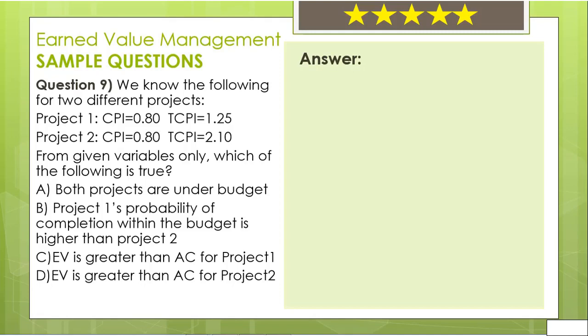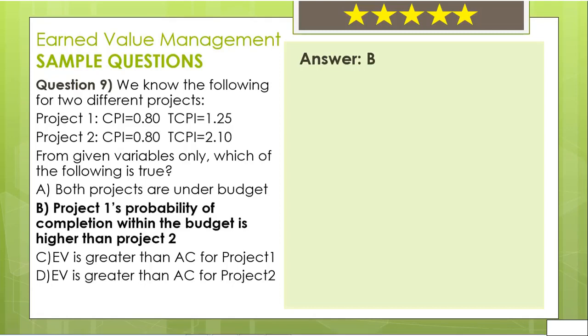CPI formula is earned value divided by actual cost. Therefore, if CPI is less than 1, earned value should be less than actual cost. Since CPI for both projects is less than 1, then earned values of both of the projects are less than actual cost. So, C and D may not be the correct answer. Only B is left and it is the correct answer.